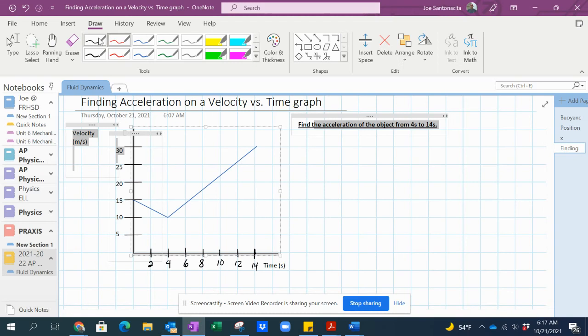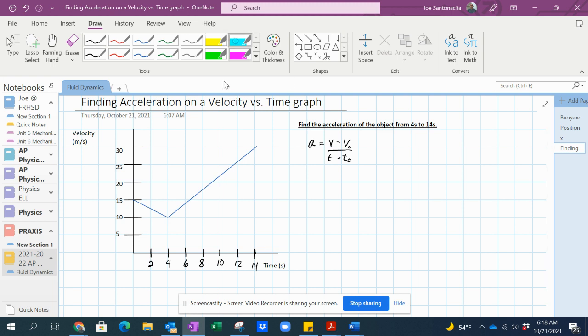All right. What we're going to go over here is how to find the acceleration of an object on a velocity versus time graph. Remember, the acceleration is the change in velocity over the change in time, or the velocity at some point later in time minus the velocity at an earlier point in time divided by that change in time. So on a velocity versus time graph, that also represents the slope of the graph.